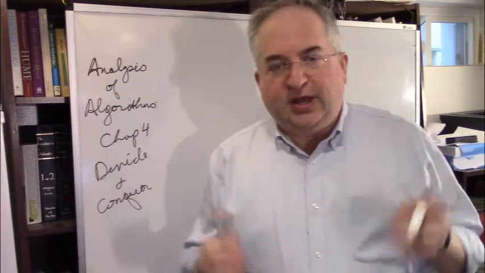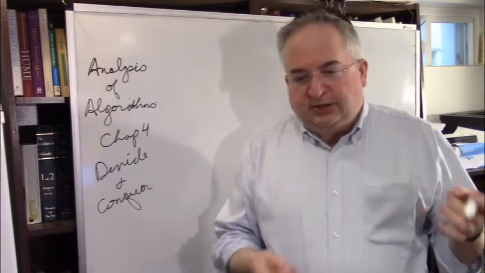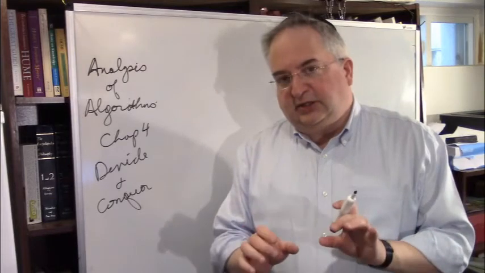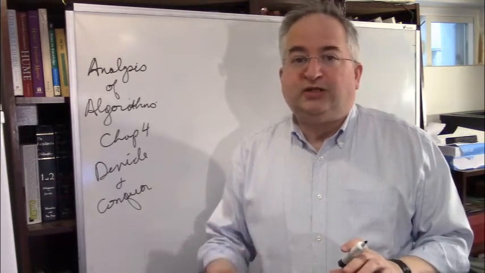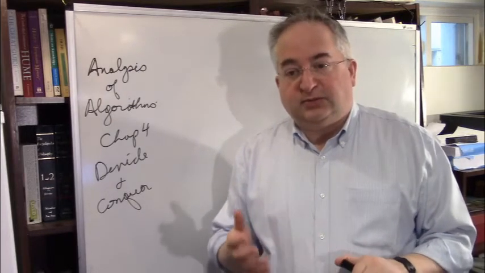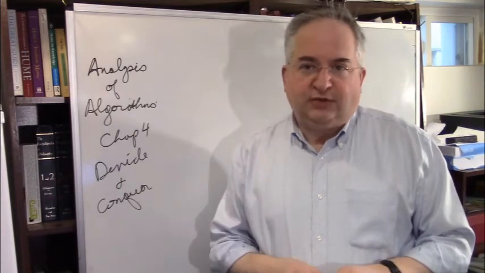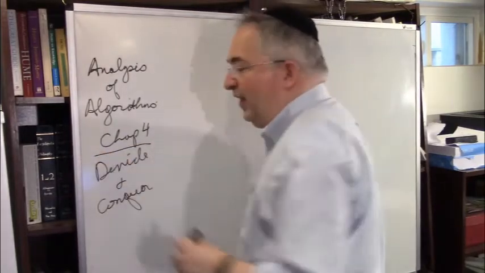So let's just recap what we did before. Chapters 1, 2, and 3 were the mathematical background. This chapter is like a little interlude, and all it's about is recursion, because we're going to use recursion for the rest of the semester. A lot of algorithms are going to be recursive, and so we want to get a feel for that.